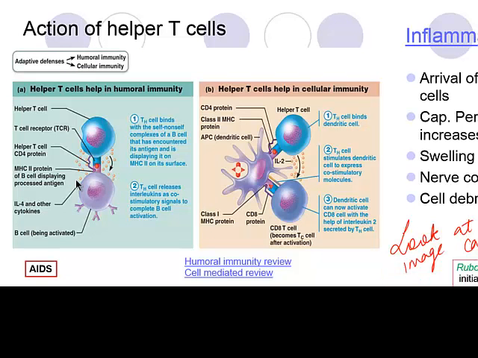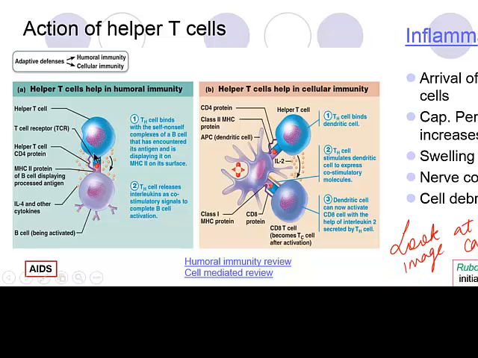So here now we are coming back to the importance of helper T cells. See how helper T cells are perhaps the most important cells in the immune system, because as the name suggests, they help. They help the B lymphocytes carry out their function. They help the T lymphocytes carry out their function. If they were not present, the B and the T lymphocytes would not be able to do their job properly. So here's how they help in humoral immunity.